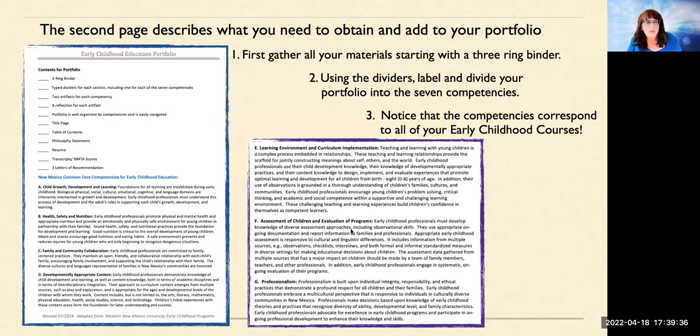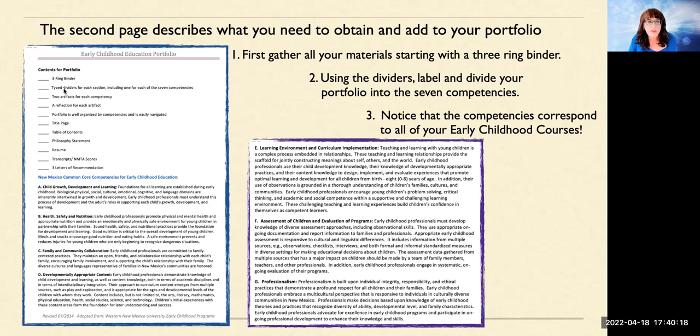So here we go. This is a little bit more about your rubric. It basically tells you contents for the portfolio, your 3-ring binder, typed dividers or dividers that you label. So you want to label each competency area, 2 artifacts for each area. Now that's not much. In my day, we had to do 4 or 5. So you're lucky you're getting away with only 2. A reflection of each artifact. Why did you choose it? Why is it important? You will need to give that information right in front of each artifact.